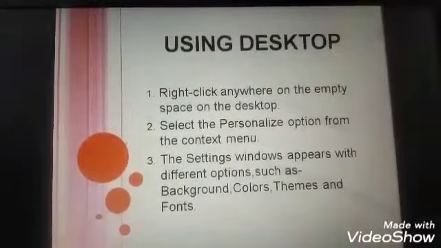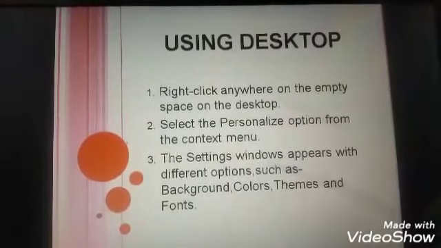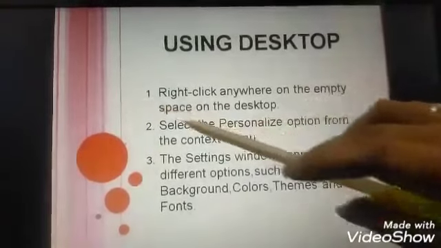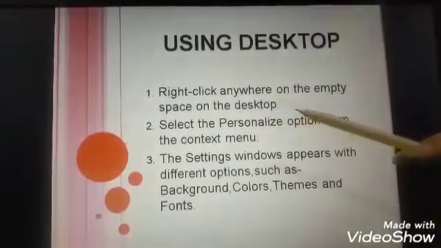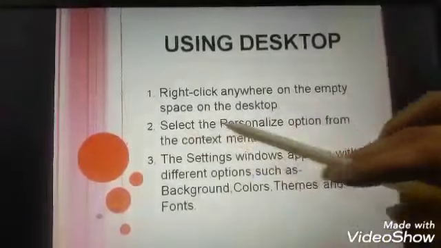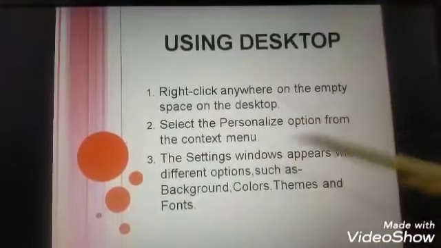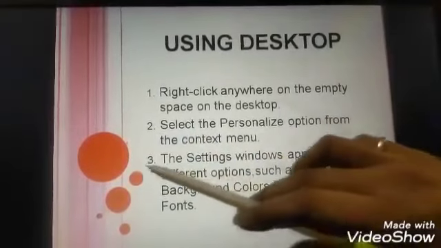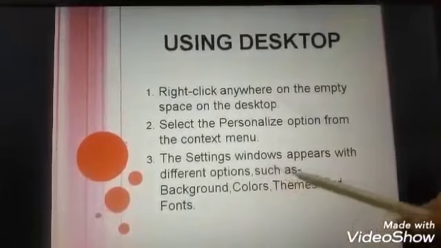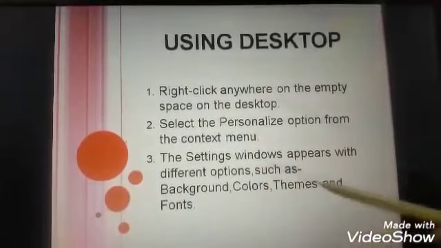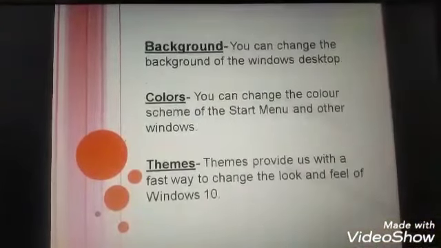Using desktop. There are following steps to personalize Windows using desktop. Step first, right click anywhere on the empty space on the desktop. Step second, select the personalize option from the context menu. Step third, the settings window appears with different options such as background, colors, themes and fonts.